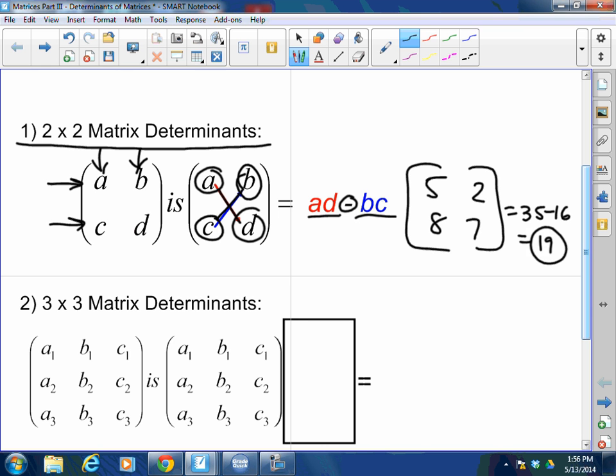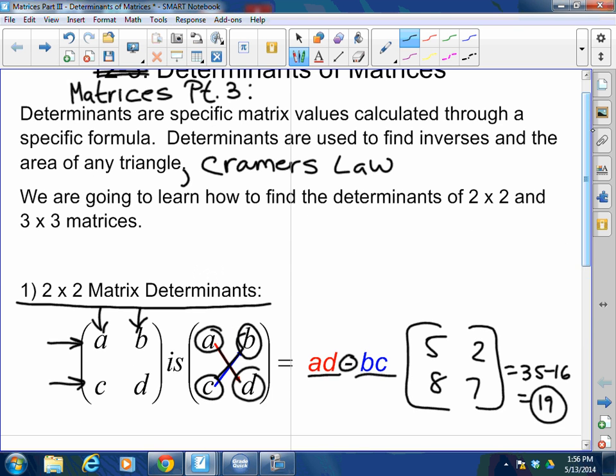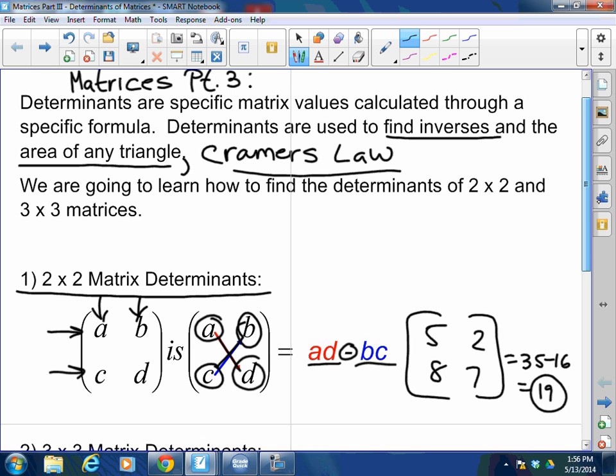The determinant, like we said already, we're going to use for Cramer's, to find area, or to find inverses. That's what it's for.